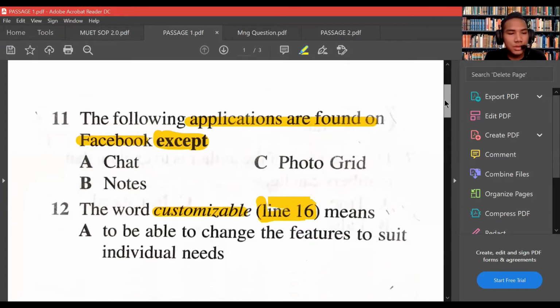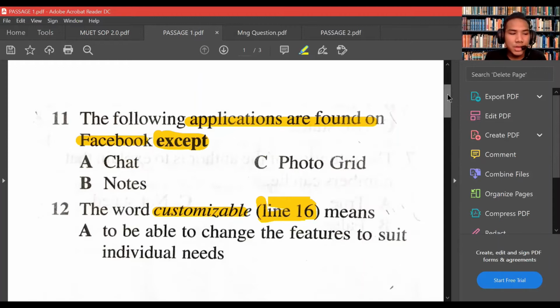Question number 11 is an example of an FO type question. As we read the question, it says: the following applications are found on Facebook except. The word except here is the signal word for you to identify whether it is an FO type question or not. Since the word except is present, it is an FO type of question. Next, we need to highlight the keywords in this statement. The keywords are applications found on Facebook. Then we read through the options given: chat, notes, and photo grid.